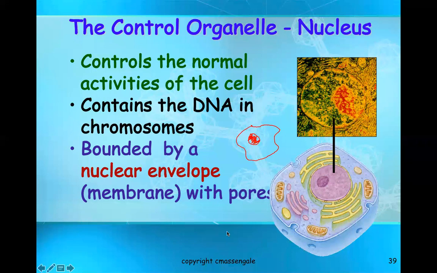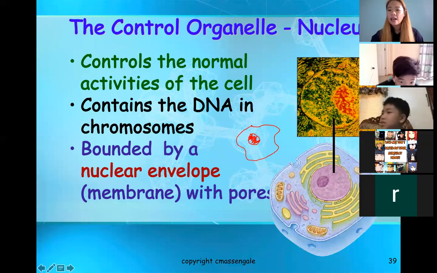So it tells the cell if it needs to produce energy. It tells the cell if it needs to get glucose from the blood. So it controls the normal activities of the cell. And what is most important is that the nucleus contains our DNA. So I'm sure you've heard or you're a bit familiar with what we call the DNA. The DNA is where our genes are found.